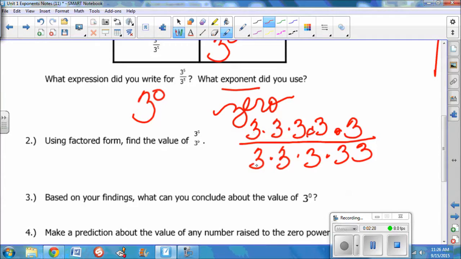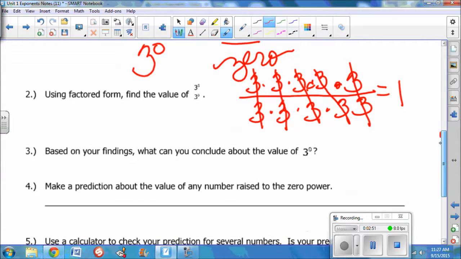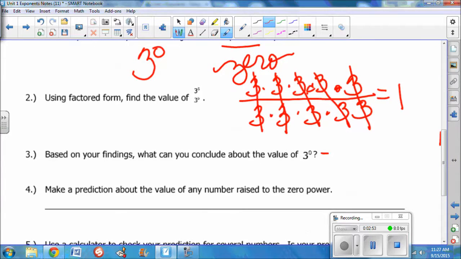What's 3 divided by 3? Anything divided by itself is 1. 3 divided by 3 is 1, and again 3 divided by 3 is 1. Anything divided by itself is 1, so what are we left with? We're left with 1. So based on your findings, what can you conclude about 3 to the 0 power? 3 to the 0 power is equal to 1.